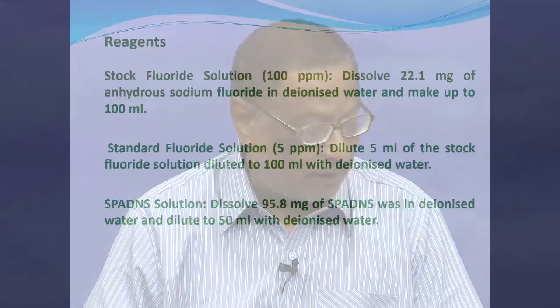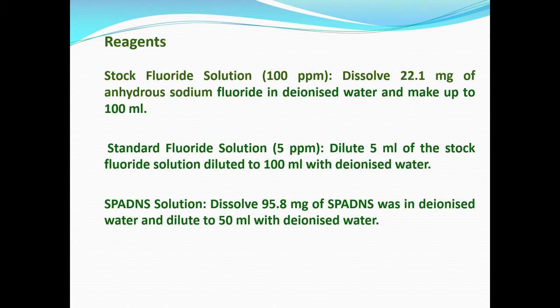From this 100 ppm fluoride solution, we have to prepare 5 ppm of fluoride, that is 20 times dilution. You just have to take 5 ml of the solution and dilute it to 100 ml, and you have 100 ml of 5 ppm fluoride. SPADNS again you have to prepare by dissolving approximately 95.8 milligram of SPADNS in deionized water. It is a dye solution, so it will dissolve very easily, and you prepare 50 ml in deionized water.